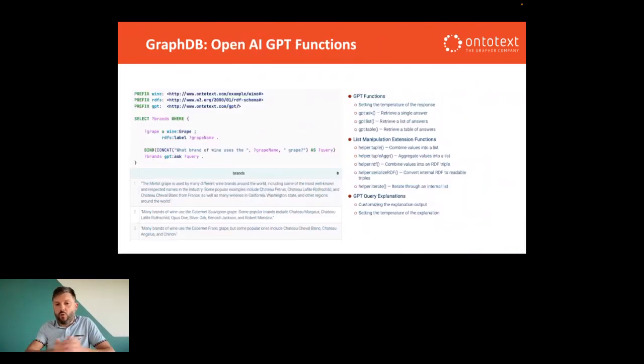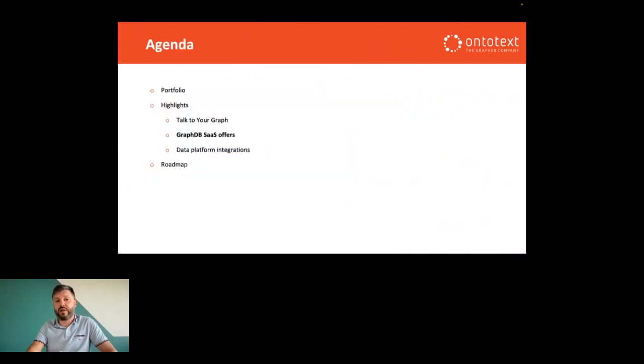And for the people who want to really generate RDF, we have these OpenAI GPT functions, which allow you to call something on the fly. For instance, if you have a grape in your wine ontology, you can ask ChatGPT what type of wine you can make from this grape, or what is the brand of wine using this grape. And this is a seamless integration, everything in the same SPARQL execution engine. So this is pretty much everything.